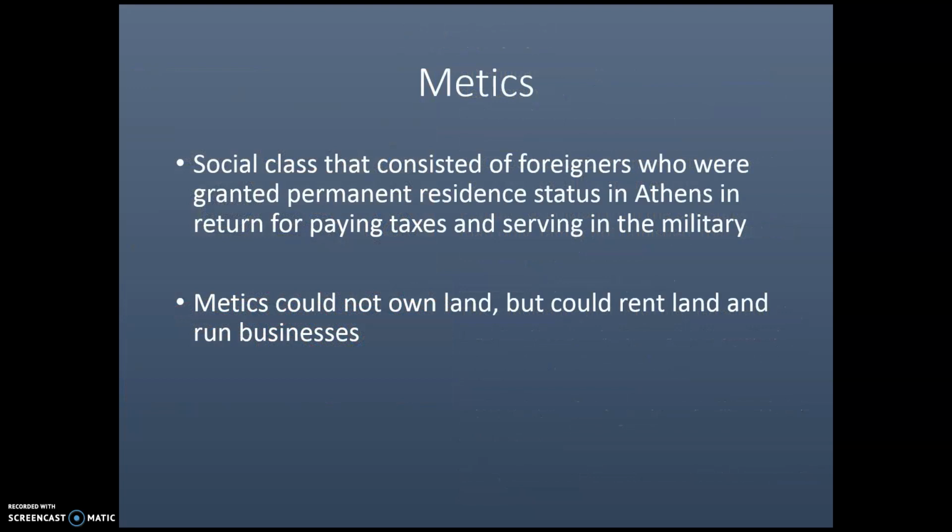We've talked about these people before, the metics, very important class in Athens. Essentially, these are what we would call in our system today permanent residence status, green card holders. Foreigners who are permanent residents in Athens in return for paying taxes and serving in the military. This is important because even though they can't participate in the government, they do bring in money, wealth, intelligence, all those skills. And so this makes Athens a place people want to go because that's where the money is.